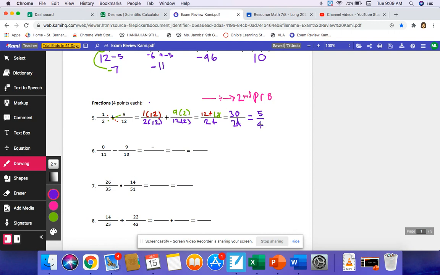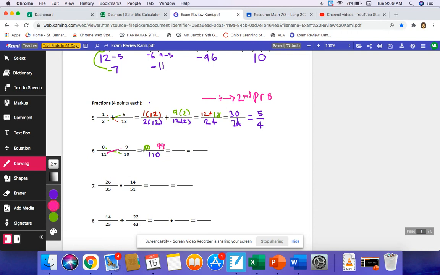That's how you do addition. Now remember, subtracting is the same way. Multiply your denominators. 11 times 10 is 110. We cross multiply again. 8 times 10 is 80. And 11 times 9 is 99.